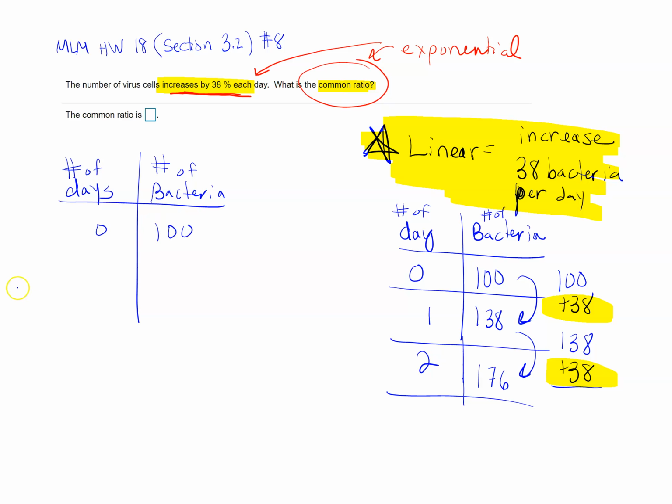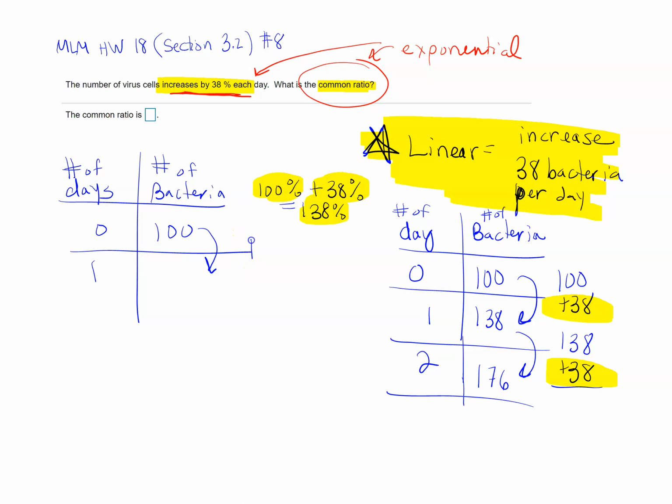If I'm going to increase by 38% each day, that means on the very next day, I'm going to have that original 100 bacteria plus extra. So this original 100 bacteria, that's like your 100%. So if I'm going to take that 100 bacteria plus 38% more, then the next day, I'm going to have 138% of what I had before. So I'm going to have the original 100% plus extra, 138% total.